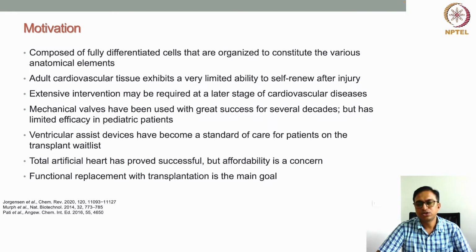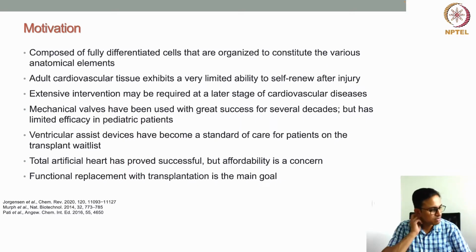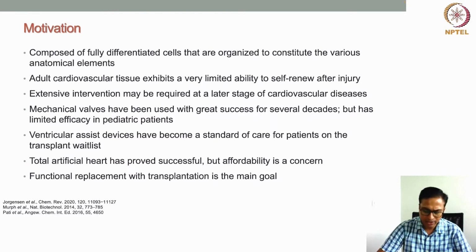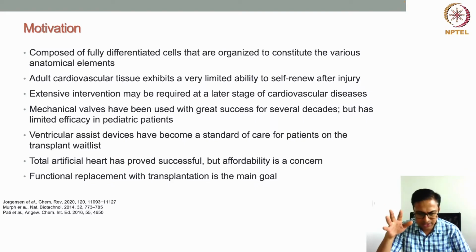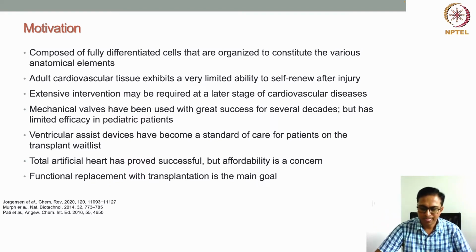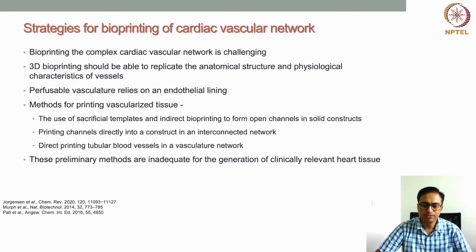So the goal of tissue engineering or bioprinting is to replace the native heart tissue with a functional heart developed by this bioprinting process. So functional replacement with transplantation, that is the final goal of all these things. In this lecture, in this course, we'll discuss some of the strategies and some of the attempts, but there are many more studies. Please go through the literature. I have selected a few studies to discuss in this course, but various other studies and strategies exist.